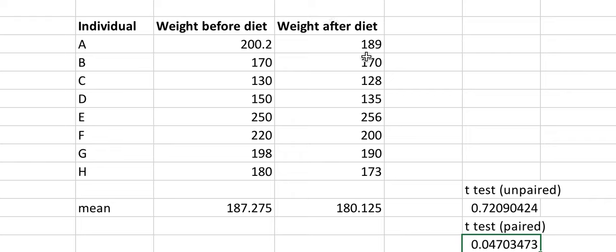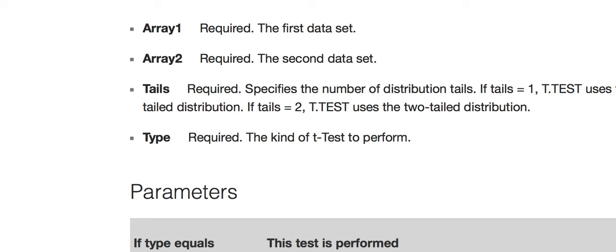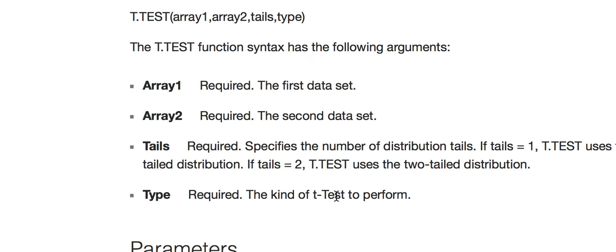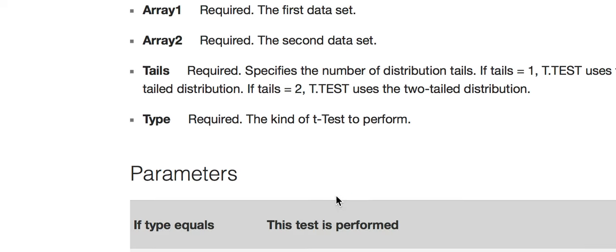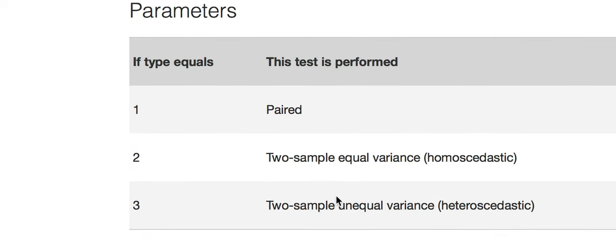And you can look at the data individually. For most of the people, this diet works, except this individual, who remained the same, or this poor guy who increased 6 pounds. And we can look at the tutorial from the Office website, especially on these parameters: the type equals 1, and this test is performed as a paired test.